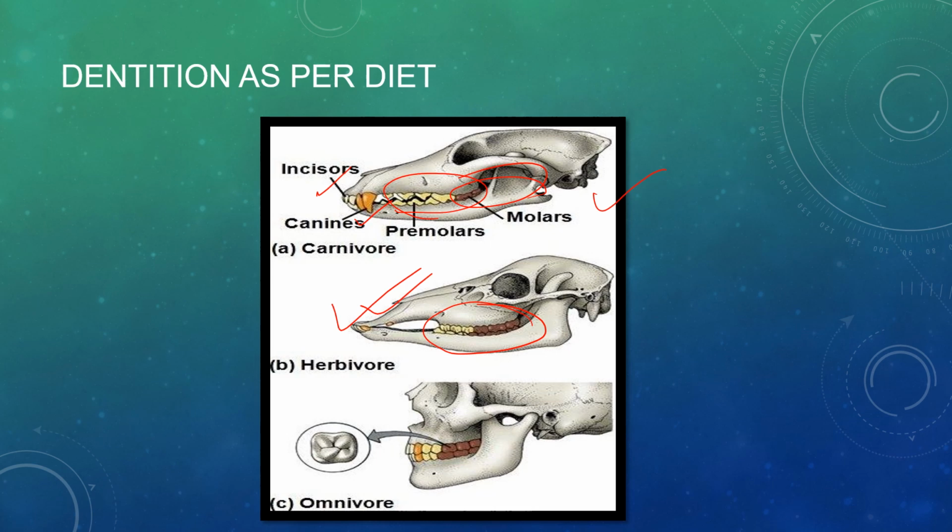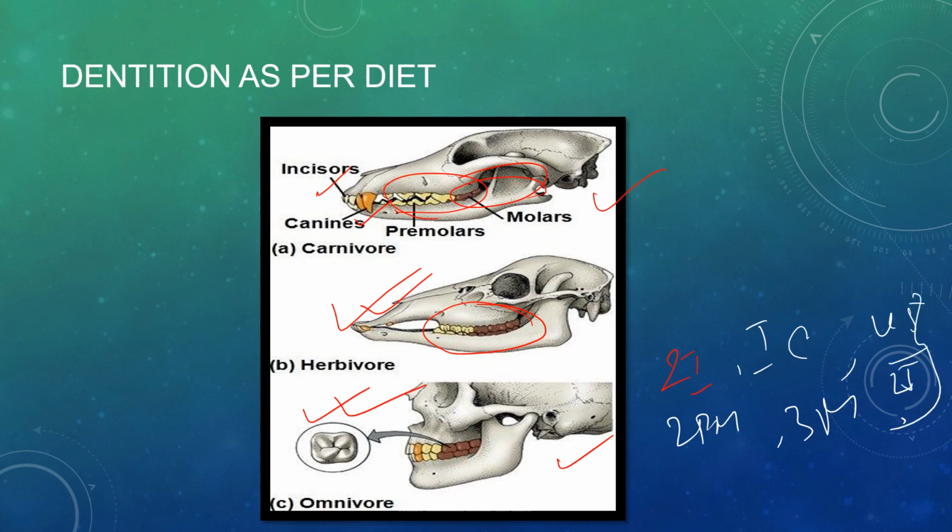Next comes the omnivores. We are all omnivores, right? We humans are omnivores, adapted for eating both vegetation and flesh, so we have a mixed type of dentition. There are two incisors for biting, one canine for tearing. We have told the dental formula in the previous page. Two incisors, one canine, two premolars and three molars, both in the upper jaw as well as the lower jaw. So this is the dentition of a human being.